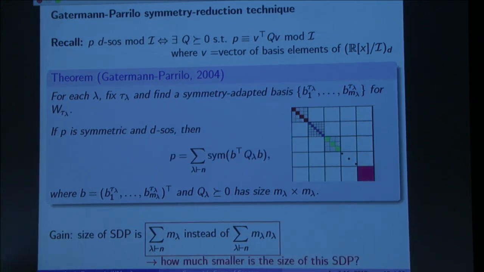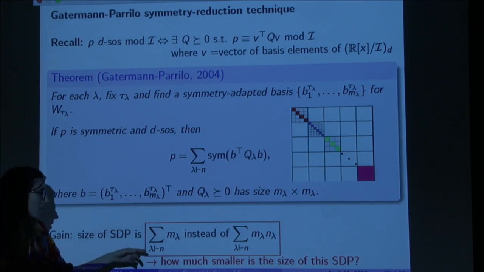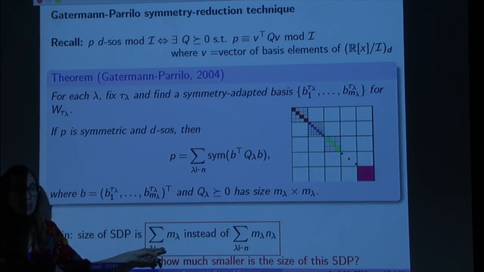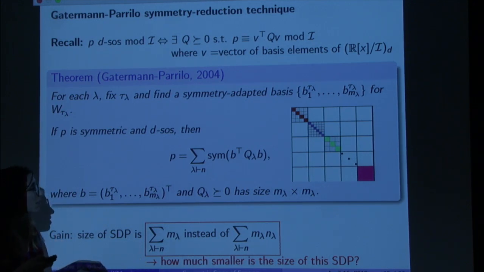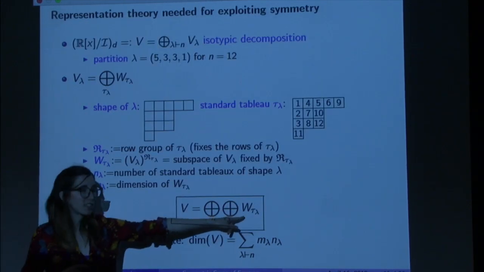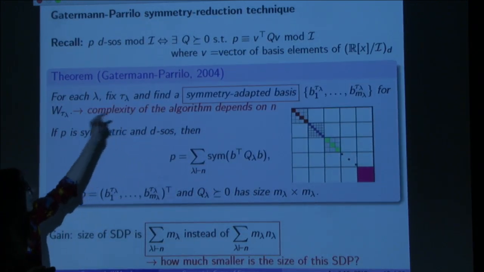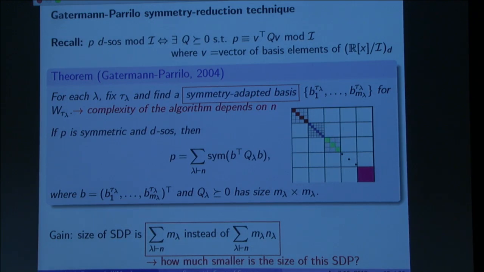And so, what's the problem? Well, how much smaller is this? Well, m lambda, it's actually really hard to calculate what m lambda is. And in most cases, m lambda does depend on n. And certainly the number of partitions of n depends on n. So the size still depends on n, which is what we're trying to avoid. The other thing is, you need to find a basis for each of these W tau lambda. That's not easy. So there's an algorithm to find such a basis, which we call a symmetry adapted basis, but the complexity of it depends on n.